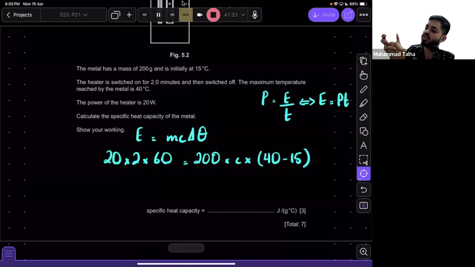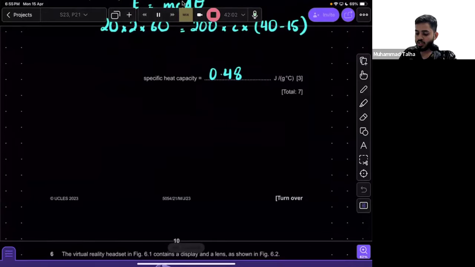So I'll do 20 times 2 times 60 over 200 times 40 minus 15, which is 25. So just plug all of this in as it is. So this gives me 0.48 joules per gram per degree Celsius. All right. So that's this question as well.